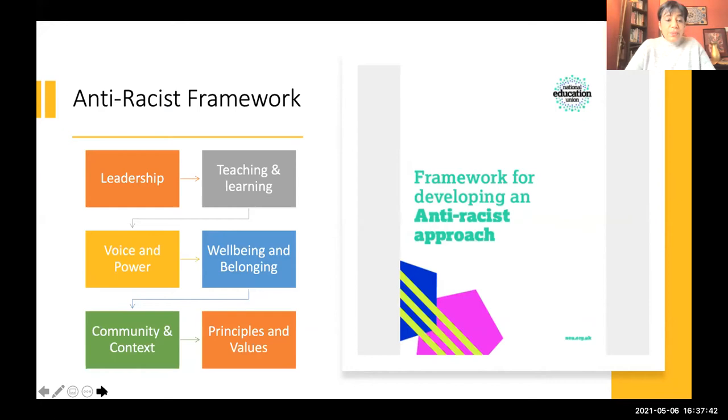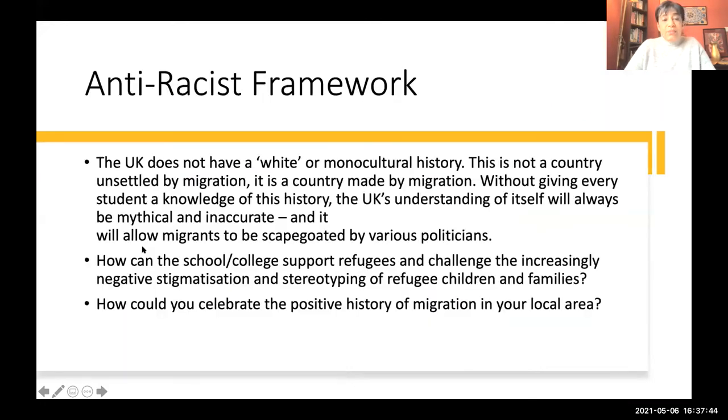For example, we say these points. The UK does not have a white or monocultural history. This is not a country that has been unsettled by migration. It's a country made by migration. Without giving every student a knowledge of this history, the UK's understanding of itself will always be mythical and inaccurate.